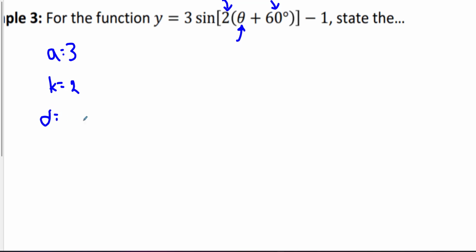So my D value, is my D value 60? What do you guys think? Is my D value 60? Yes or no? So just answer to yourselves. If you can answer in the chat, go for it. Is my D value 60? Yes or no? Looking for a yes or no answer. Yes, it's 60. No, it's not 60.